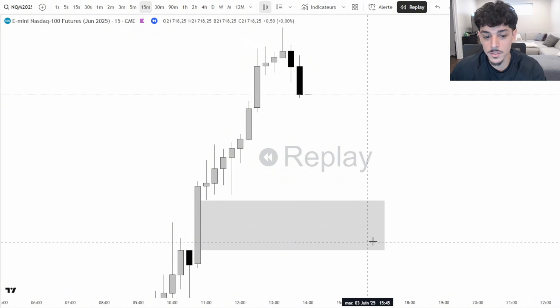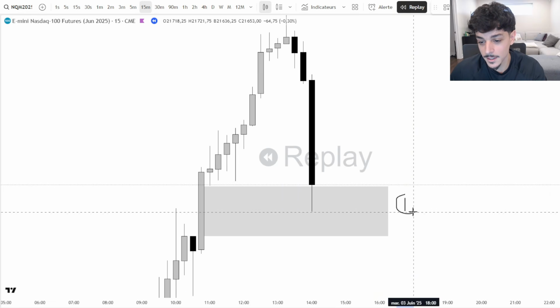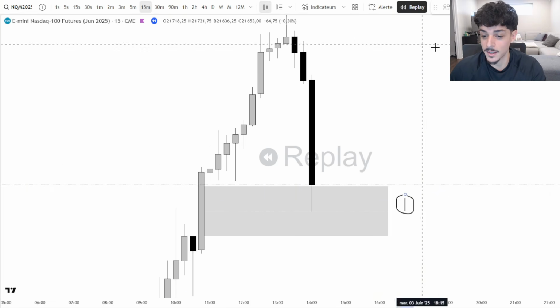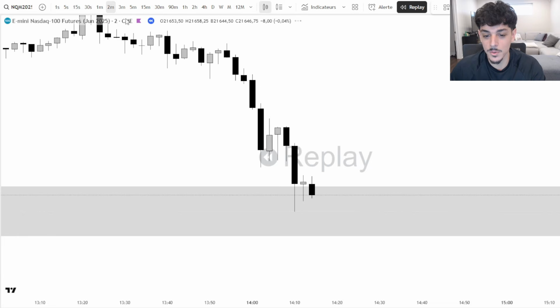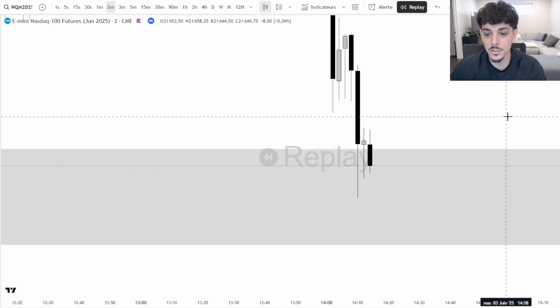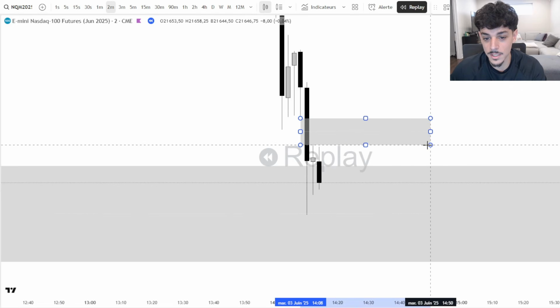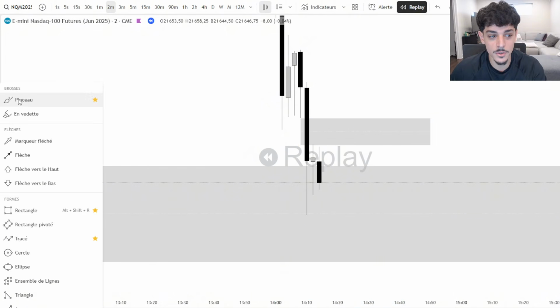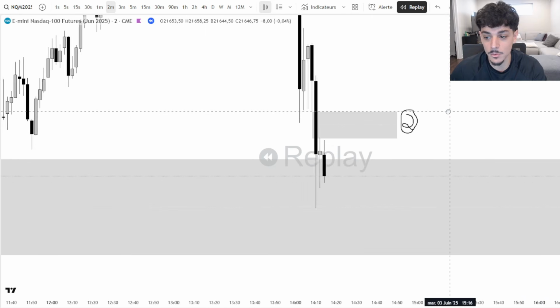So I will wait for price to enter this 15-minute fair value gap, which is my step 1. Then I will scale down to the 1, 2, 3, and 5-minute chart to see if there is aggression when we entered inside this gap. So right here I will scale down into the 2-minute chart, and as you can see, we have a bearish 2-minute fair value gap that was created when we entered the 15-minute bullish fair value gap. So right here, this is my second confirmation.